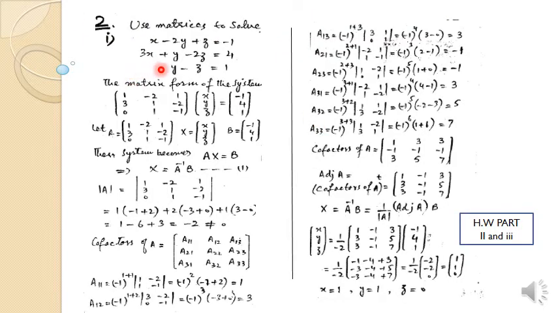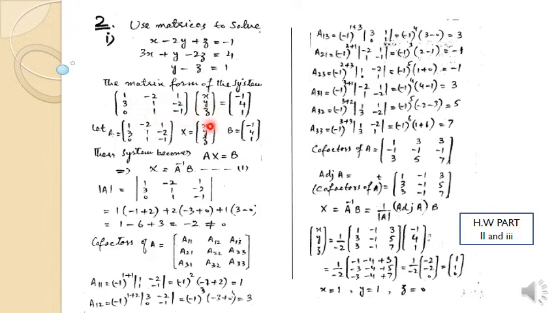Students, in question number 2 we have to find the solution by the matrix method. So first we write the coefficient matrix of this given system of non-homogeneous linear equations, then the variable matrix, and it equals the right hand side. The order of the first matrix is 3 by 3, the order of the second is 3 by 1, and the order of the third is 3 by 1.